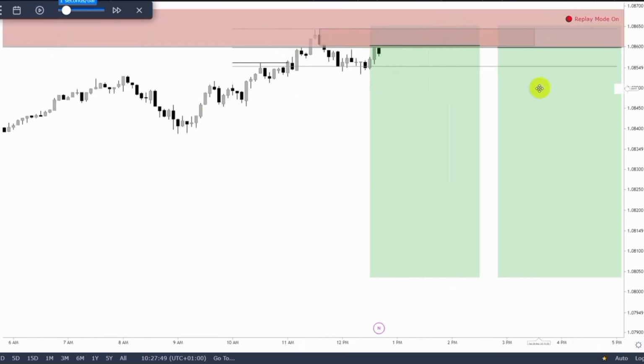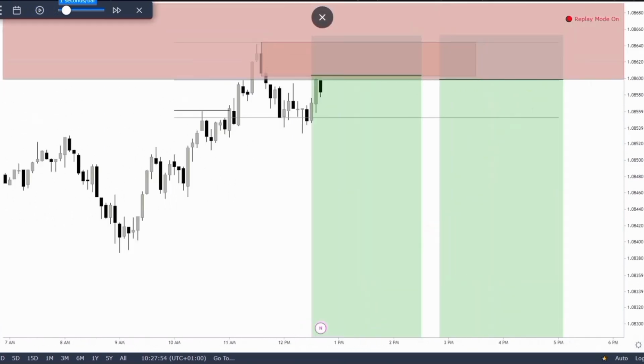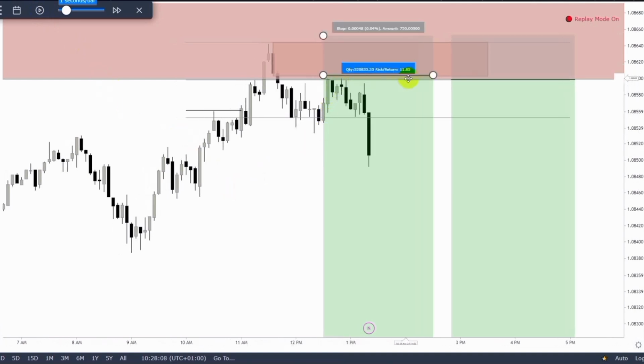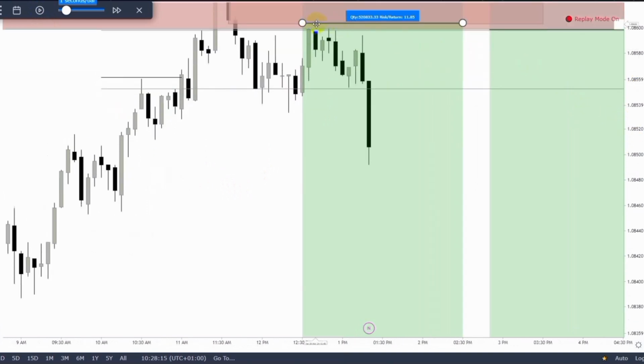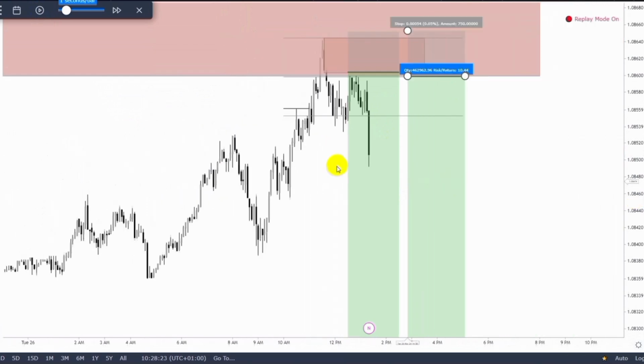Okay, so now let's actually see what happens. Let's play price to see. Now you can see price mitigated our 50% of the week. Price did not really mitigate the order block zone. So price filled the inefficiency, price mitigated the inefficiency, and then you can see price dropping to the downside. So let's switch to the 1-hour time frame.